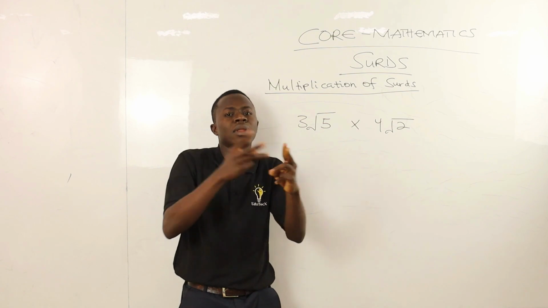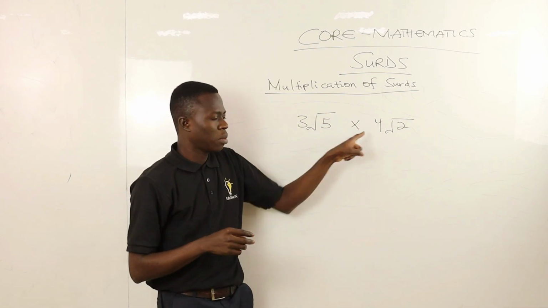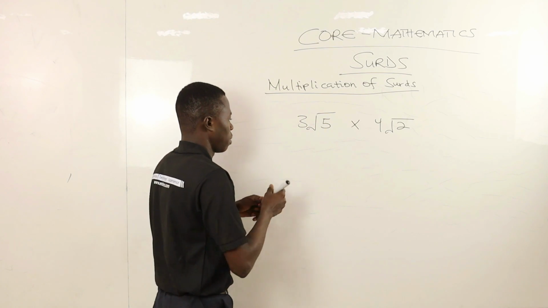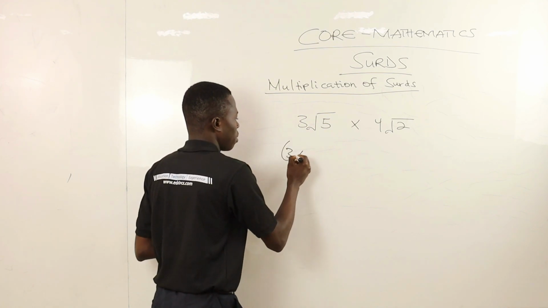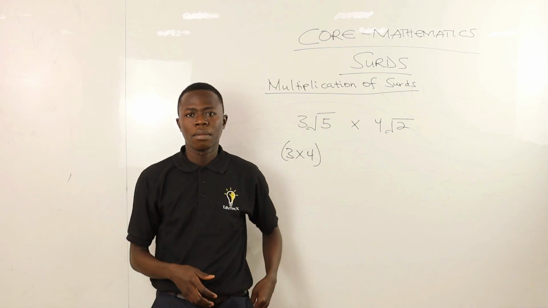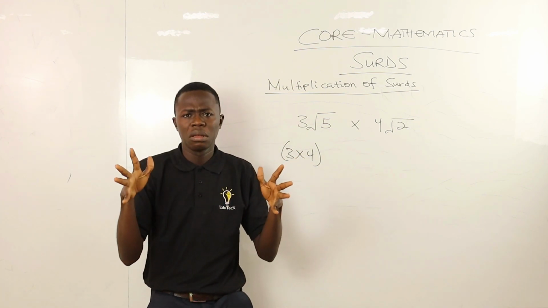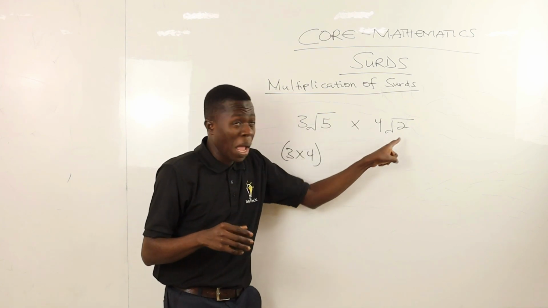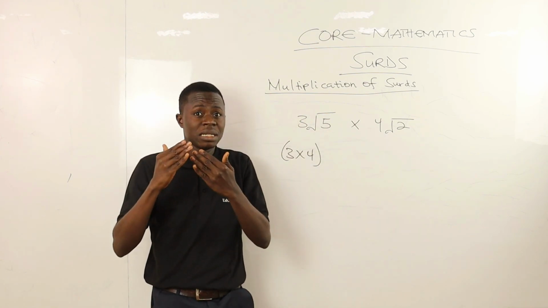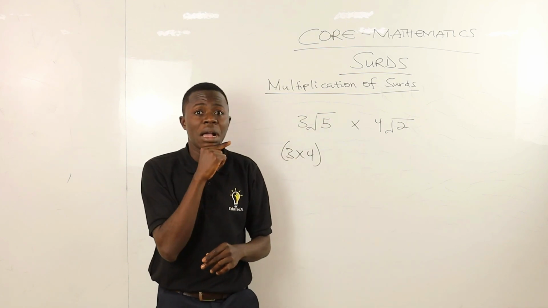When you do this, are we done with the question? Is that our final answer? No. Remember that just in this class, we said that you can multiply numbers under the square root sign which are not the same. So we have square root of 5 and square root of 2, and we can multiply them. So we are actually going to multiply them.